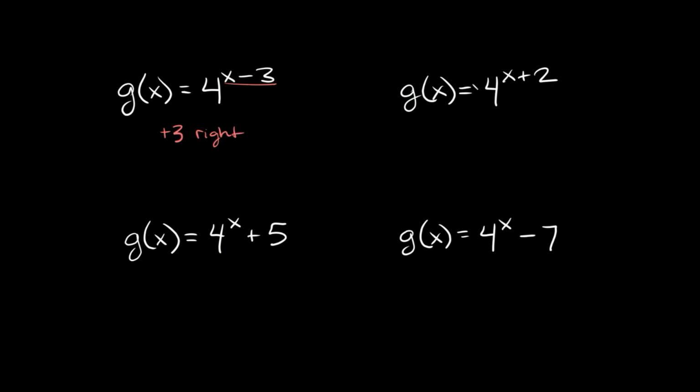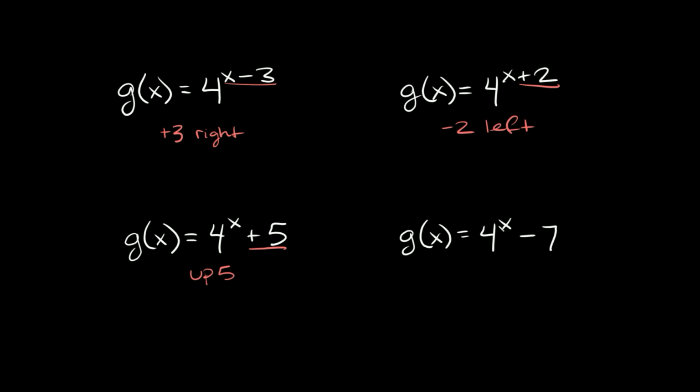Now here we have g of x is equal to 4 raised to the x plus 2. So again, just taking the opposite, we would think negative 2, right? So negative 2 spaces, or just 2 spaces, to the left, okay? Here is g of x is equal to 4 raised to the x plus 5. We don't have another number up here, but we do have a number at the very end, a plus 5. So that would indicate shifting your graph up 5 spaces.